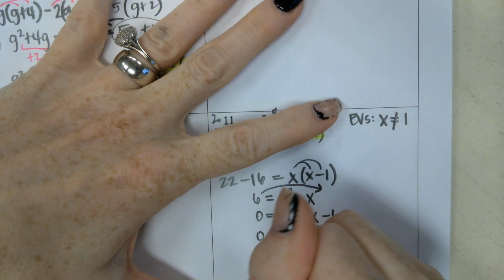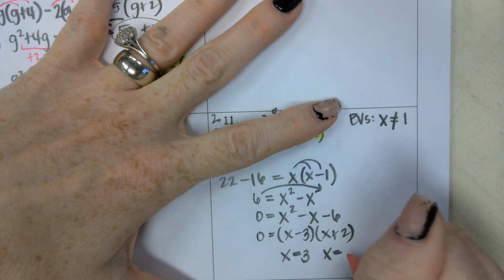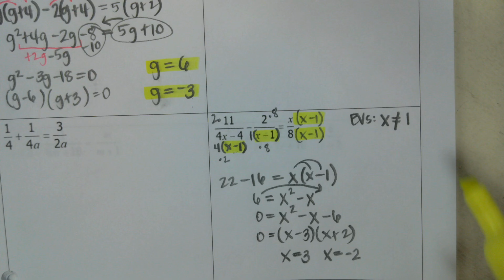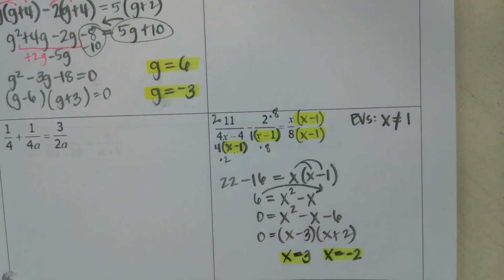So my two solutions are positive 3 and negative 2. Neither one of those are my excluded values. Sound good?